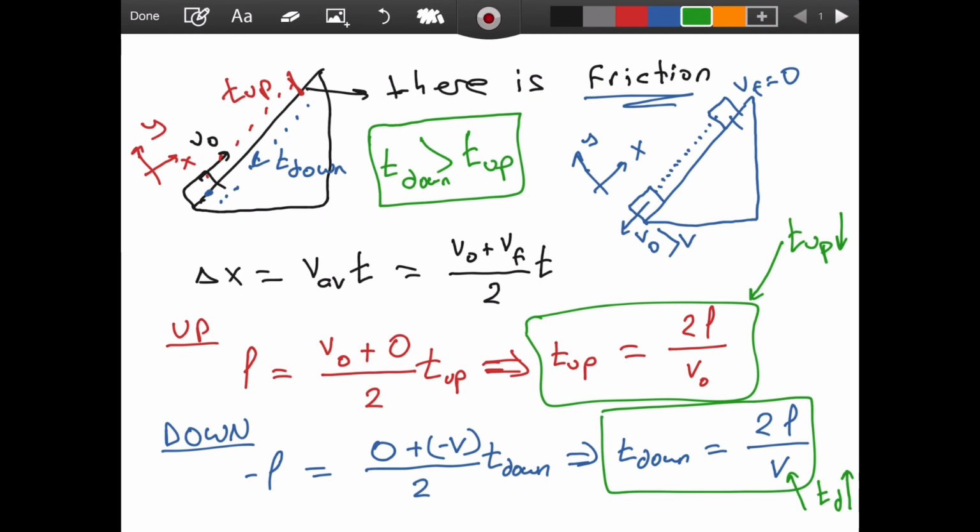I hope this calculation makes sense and shows you how useful this delta x formula that we derived in the last video can be.